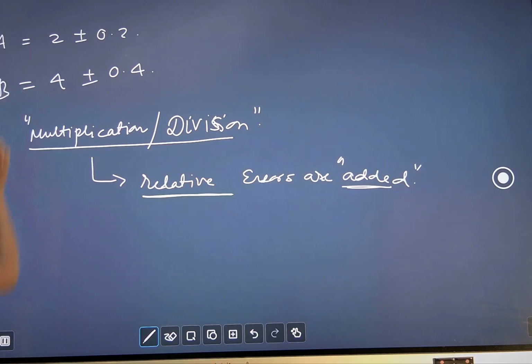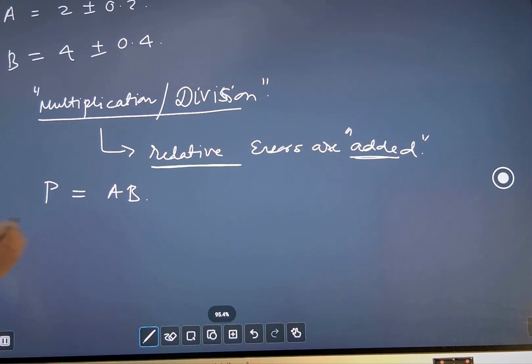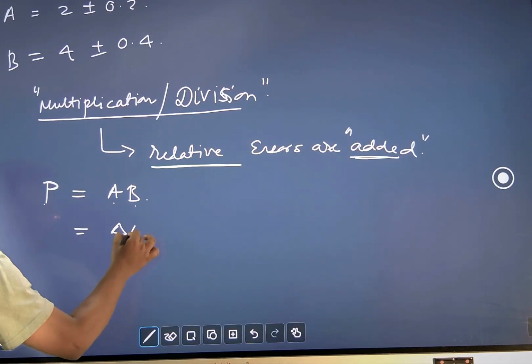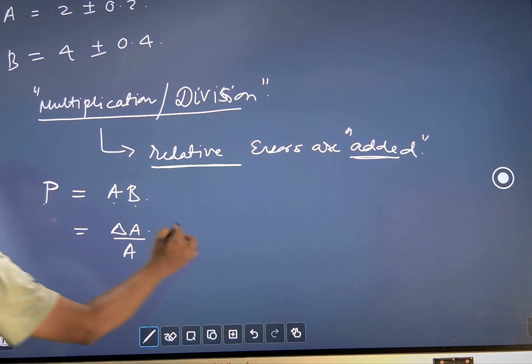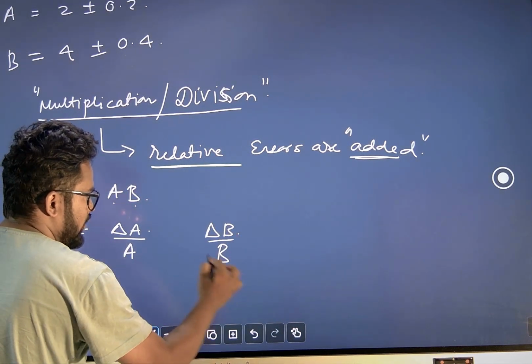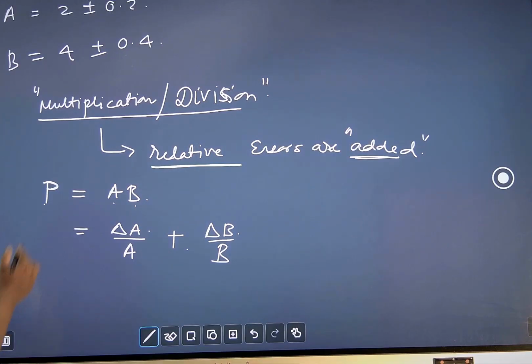Suppose I want to multiply these two, so I will write that the product equals AB. So this is my equation. Here is an important point, because from here we will learn a lot of things: any relation that is given, we can simply write down its error relation. So here the relation is P equals AB, product. Relative errors are added: relative error in A, delta A by A, and relative error in B, delta B by B, and after adding, it gives the relative error in P, so delta P by P.